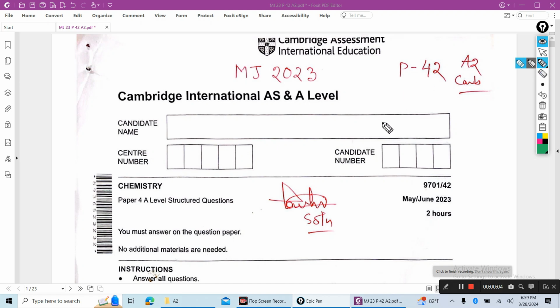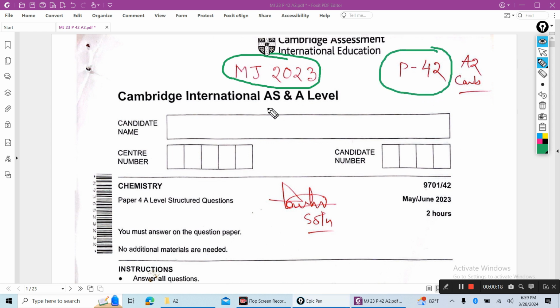Hello dear students, now I am going to discuss Cambridge A2 Chemistry May-June 2023 paper 42. A2 Chemistry, this paper 4, May-June 2023 paper 42.